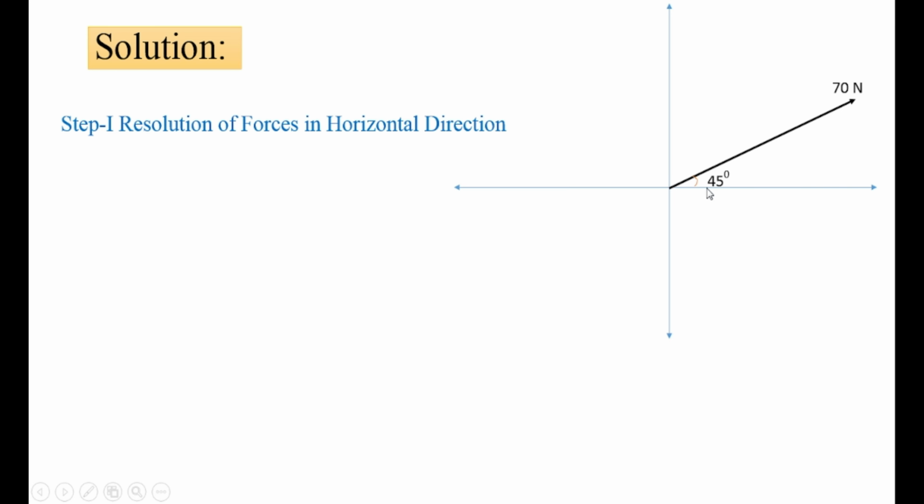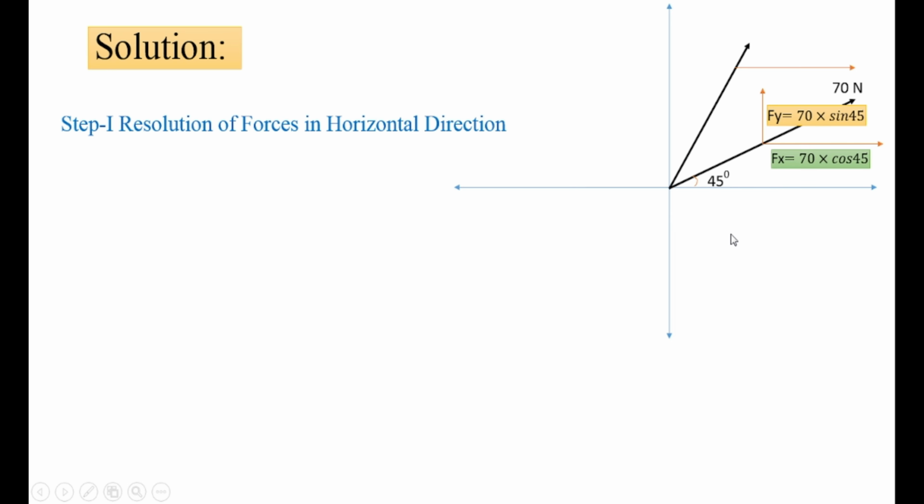70 Newton, angle with the horizontal is 45 degrees. So its horizontal component will point towards the right direction. So this is the horizontal component. Its value will be force into cos theta, so force 70 into cos 45. The next component is vertical. Its value will be force into sin theta. So 70 sin 45. In this way you can calculate the horizontal and vertical component for any inclined force.